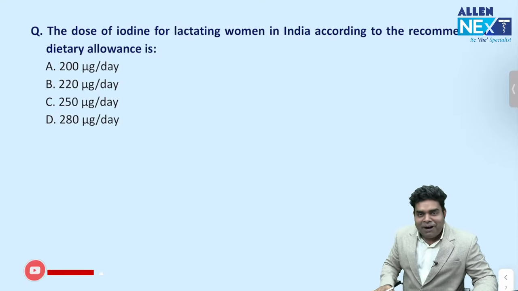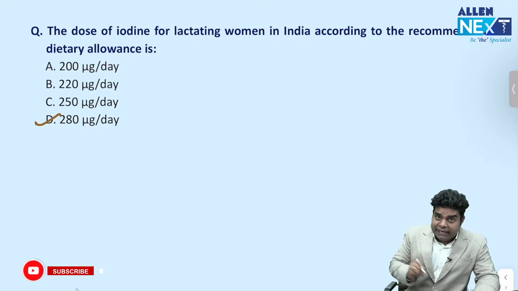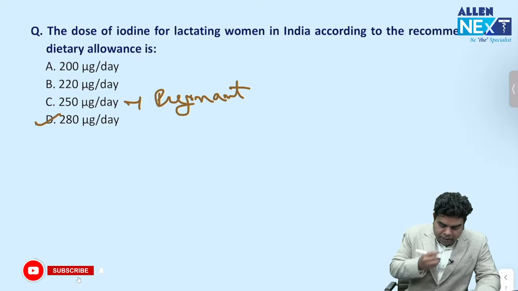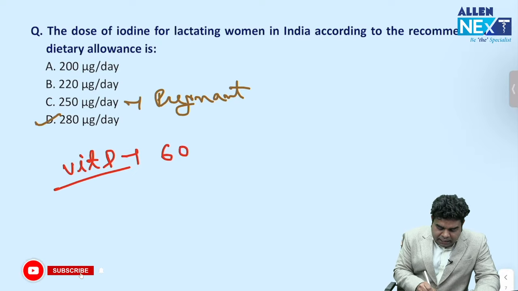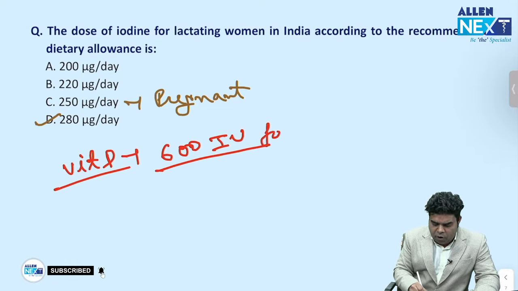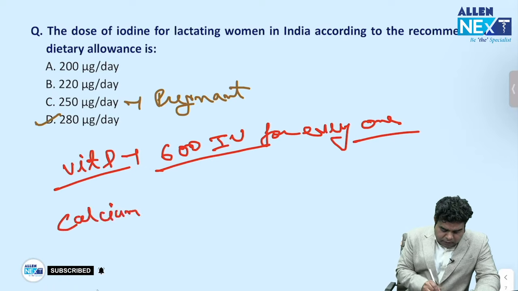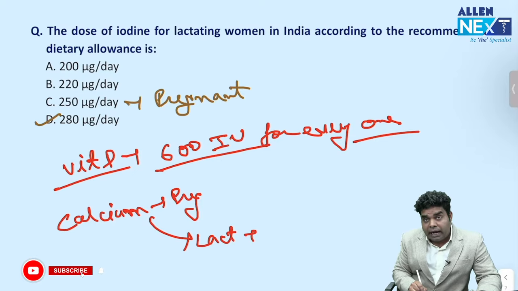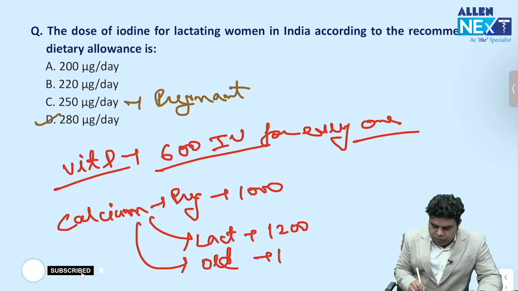Now come here. The dose of iodine for lactating women in India, according to recommended dietary allowance, is 280 for lactating, 250 for pregnant. Okay, now three things they ask from here. One is vitamin D. Remember, whatever the age group is, vitamin D is always needed 600 international units for everyone. Pregnant, lactating, old age, everyone. If they talk about calcium need in pregnancy, of course, will be less than lactation, because in lactation they are breastfeeding also. So lactation calcium is 1200, pregnancy is 1000, and the same dose is for old age, 1200.